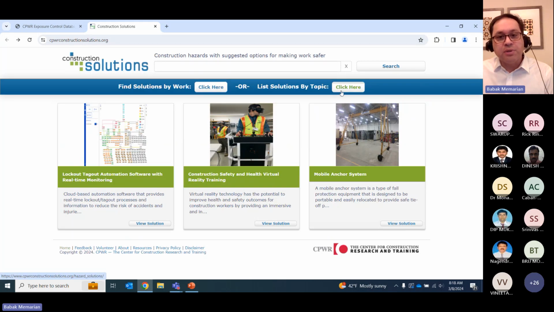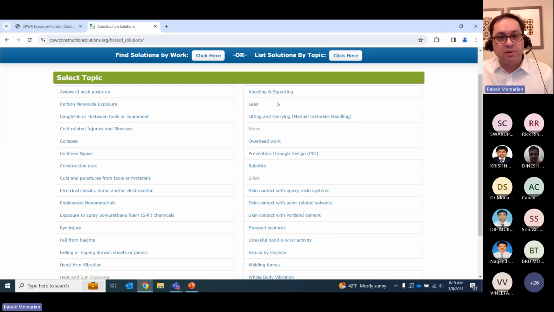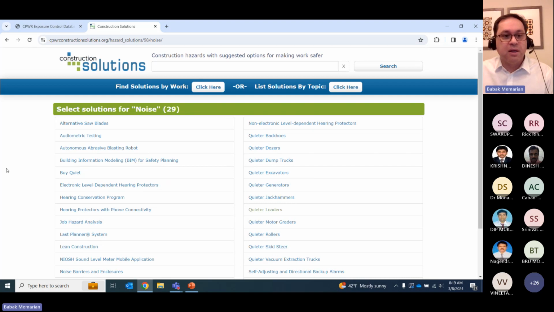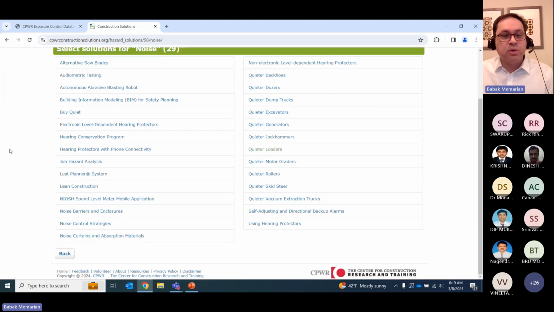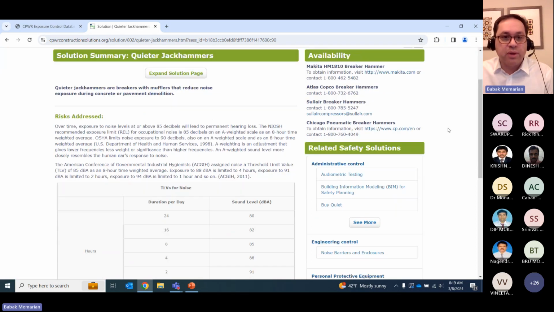The next option is based on the topic. This is the way it works. You see a long list of hazards and topics available here, like noise, right? So we click on that. And we see that 29 solutions are available specifically for noise. You can select whichever, let's say you are looking for some quiet jackhammer for your operation. This is the solution available for that one.